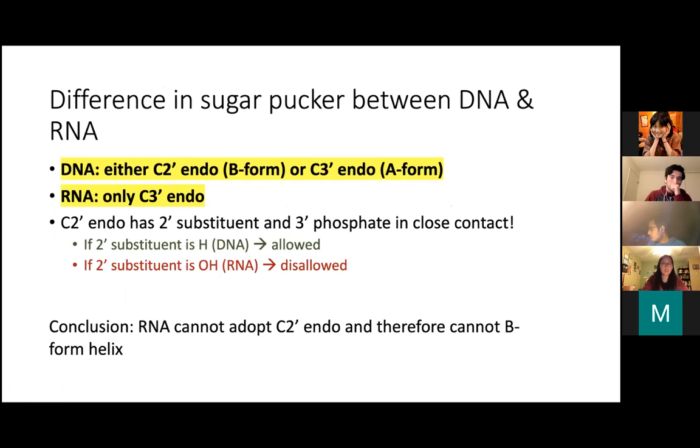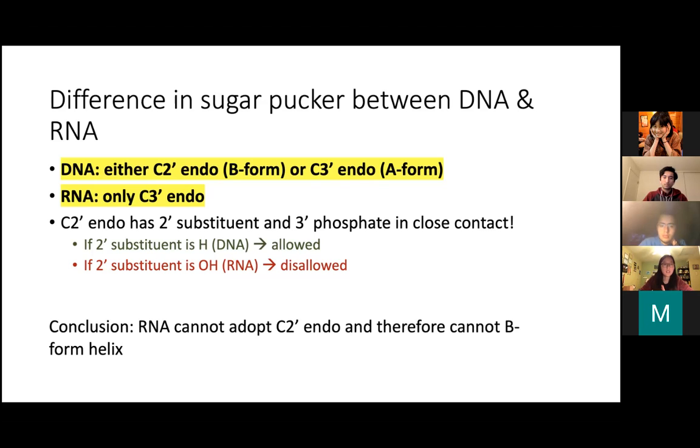There is an important difference in the sugar pucker between DNA and RNA. As Sam mentioned, the sugars in DNA and RNA have very different properties because of the 2' hydroxyl group that RNA has, but DNA doesn't have. What this entails is that DNA can be in either C2' endo if it's B form, or C3' endo if it's A form, whereas RNA can only be C3' endo.